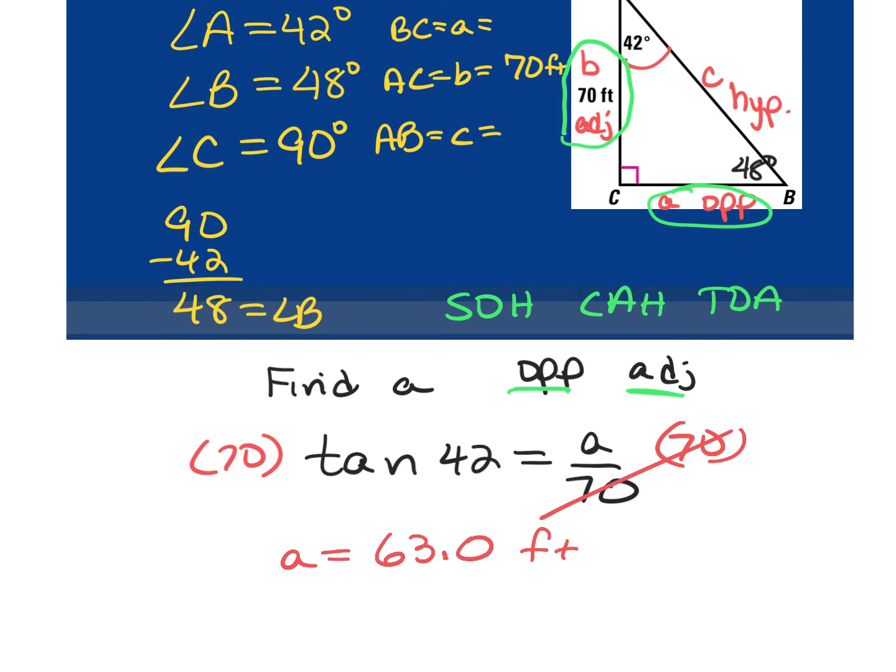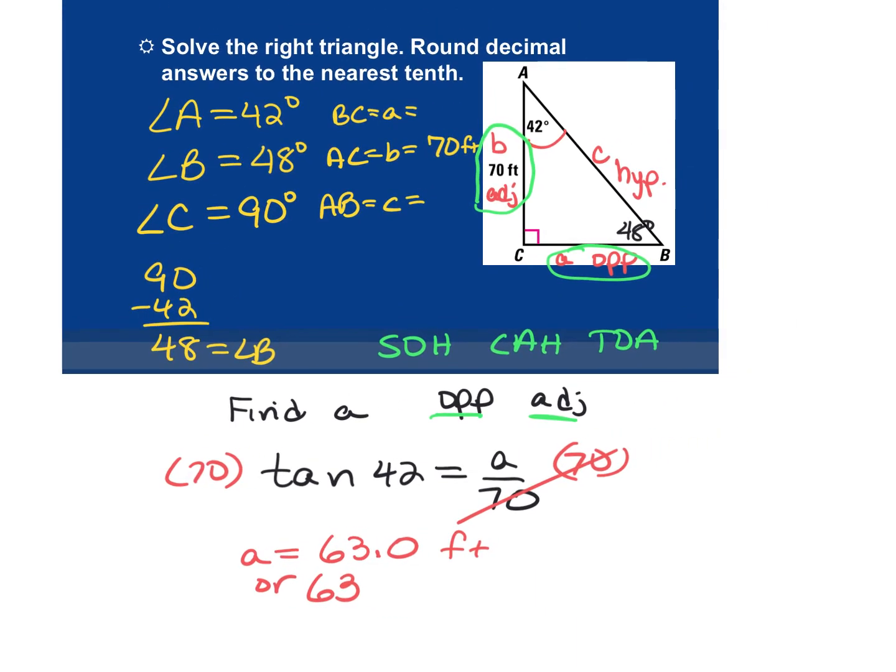Now I need to go back and find the hypotenuse. You could also just put 63, either way. Now let's find little c. So now let me go back to my picture, and I can see that little c is the hypotenuse. And again, I'm using the side originally given to me that had a number.